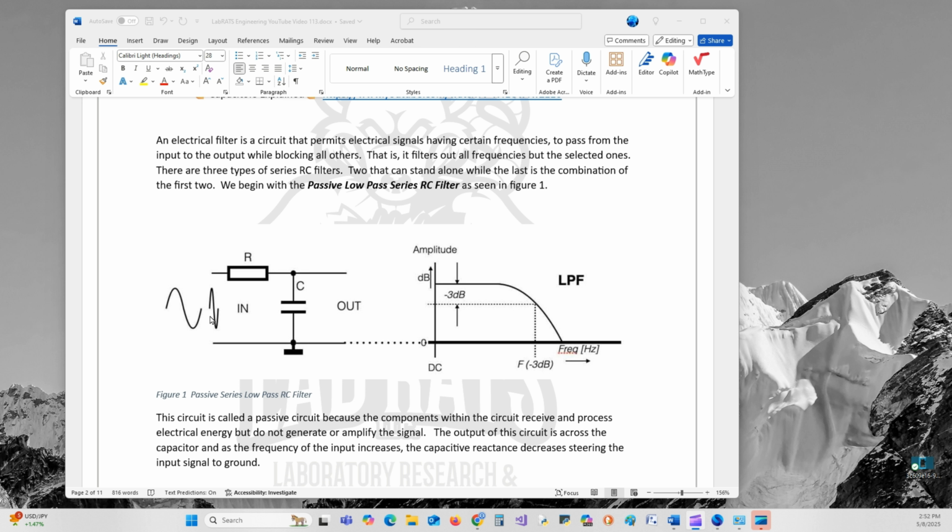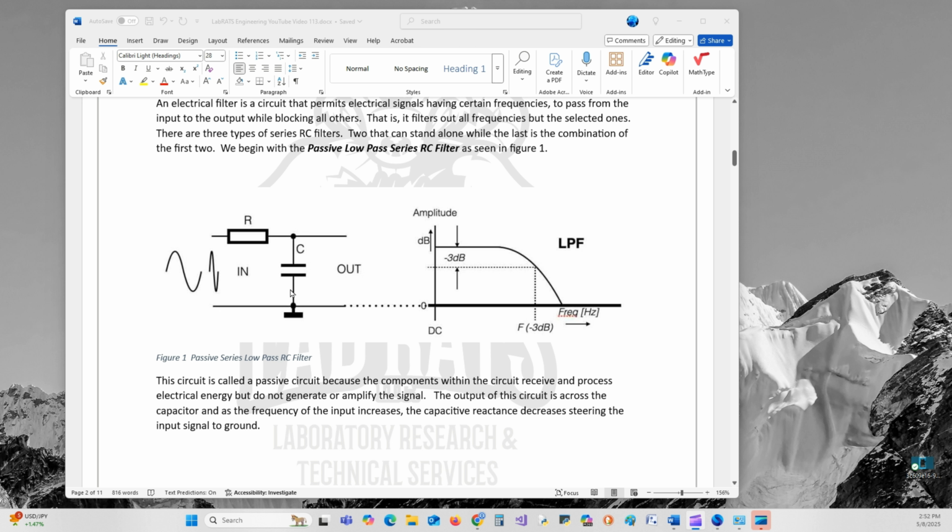And as you can see, the signal comes through here. The voltage output of this filter is dropped across the capacitor, and as the frequency goes up, the reactance of the capacitor goes down, and the reactance is the opposition to current flow. So while this is a high reactance, there's a lot of voltage being dropped on here, but as the frequency goes up, this becomes a short, bringing all the signal down to the ground.